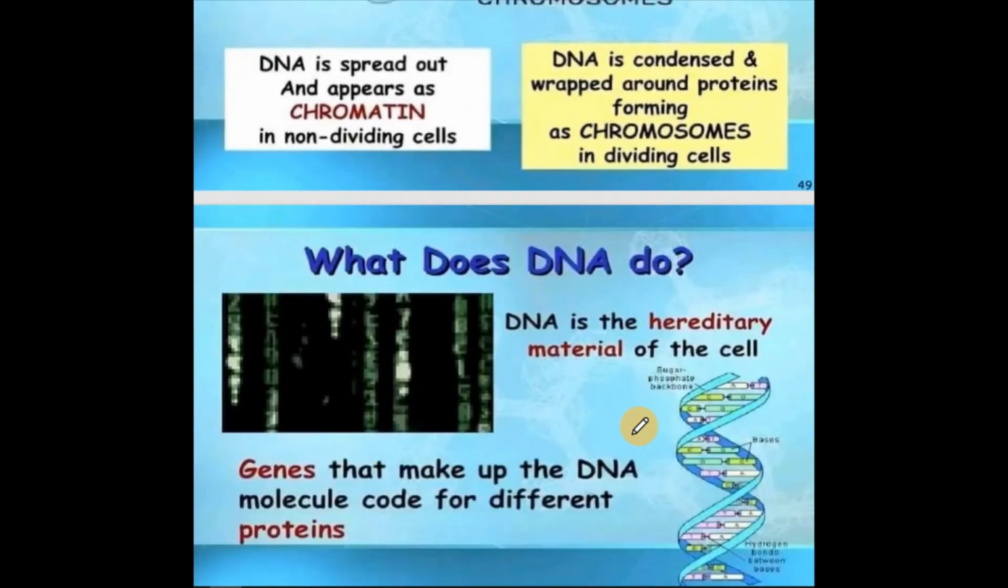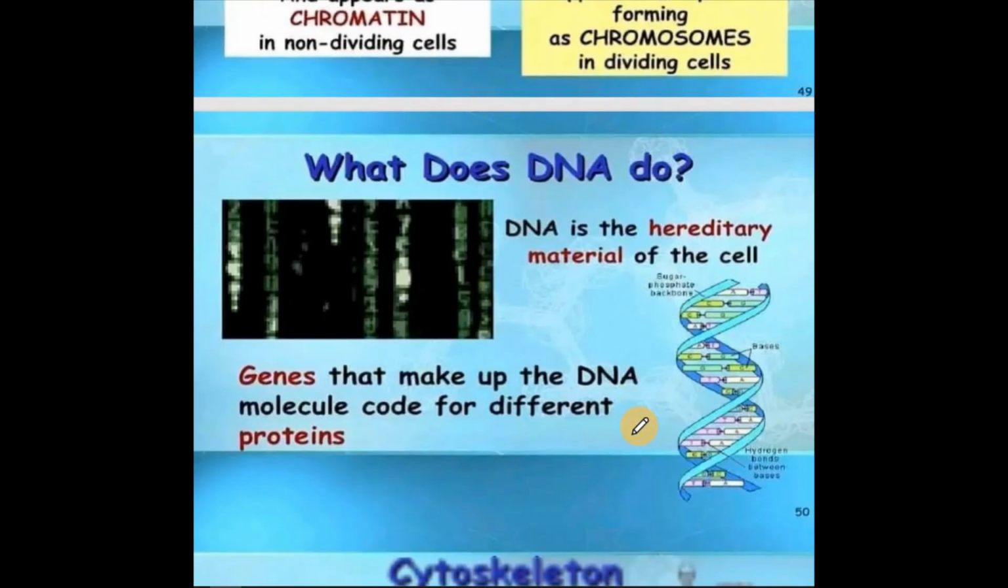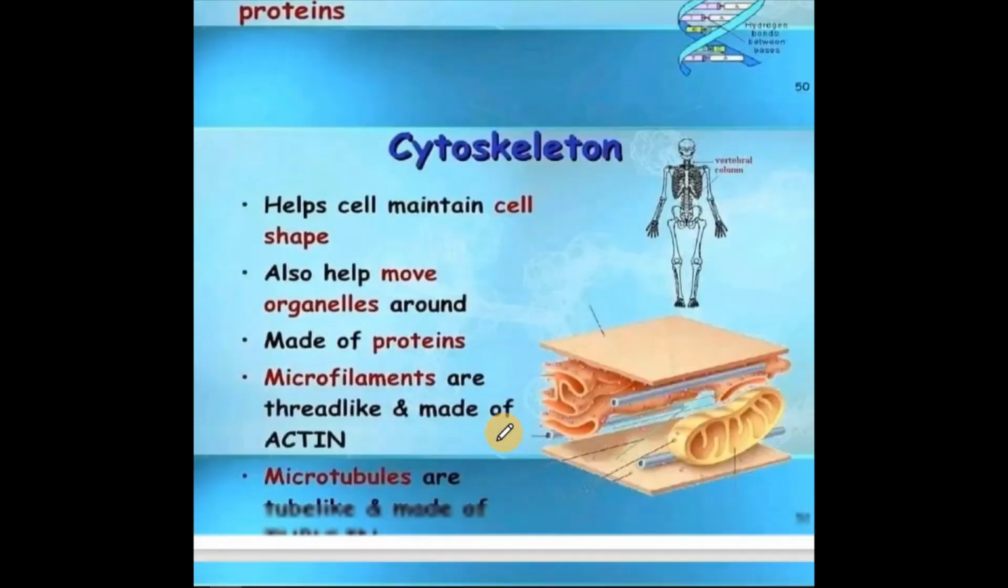Then what is the main role of DNA? DNA is basically the hereditary material of the cell that helps in the transmission of traits from parents to offspring. It is made of genes that code for particular proteins to enable the proteins to be synthesized. That is the main function of the DNA in the cell.